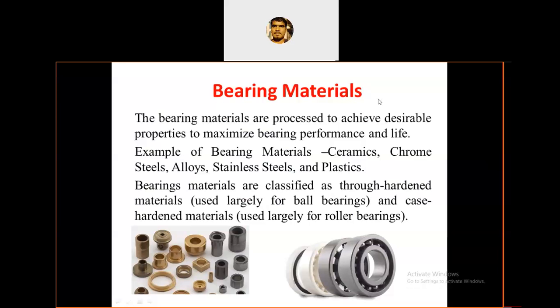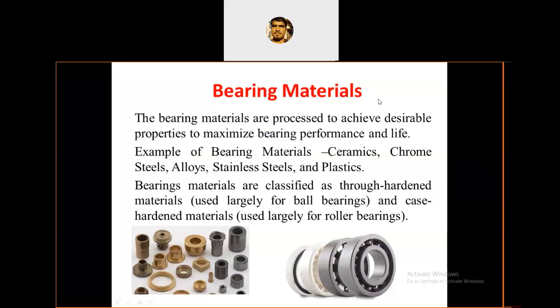These bearing materials are classified as hardened materials as well as case hardened materials. In some cases, in ball bearings, we directly use hardened materials. We do not go with case hardening. Directly, we use hardened materials for a ball bearing. In some situations, we have to go with case hardened materials. You already know what is meant by hardening.